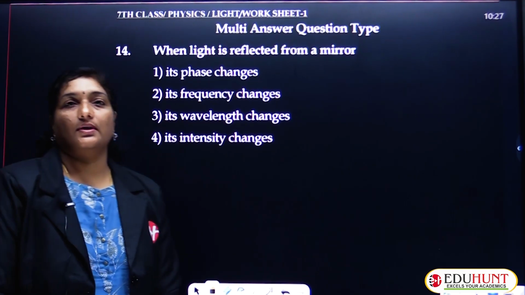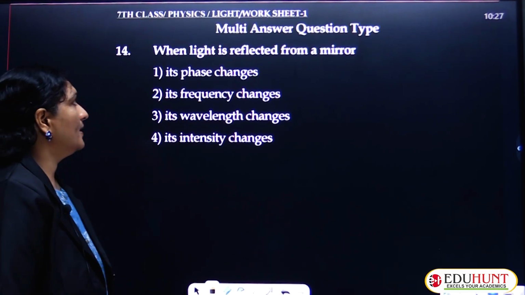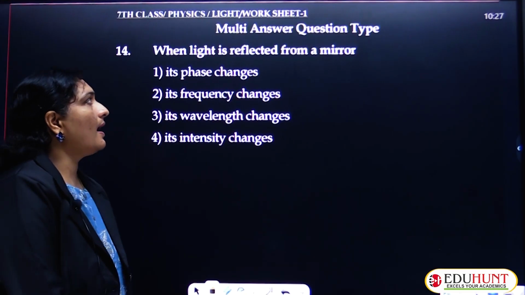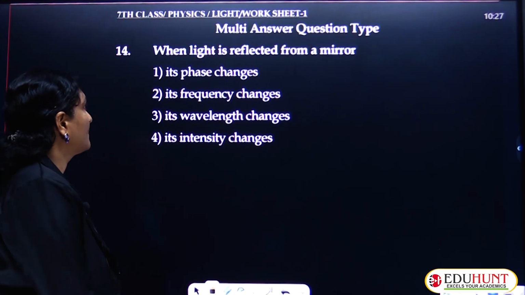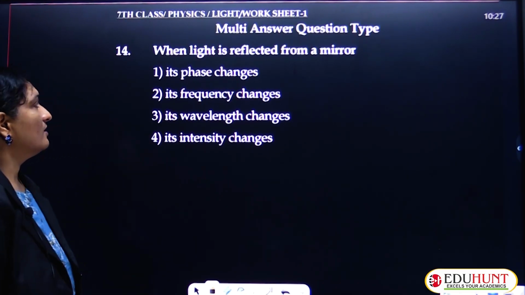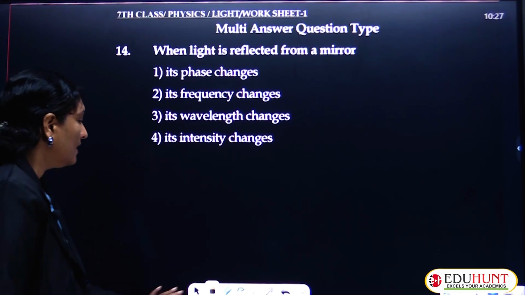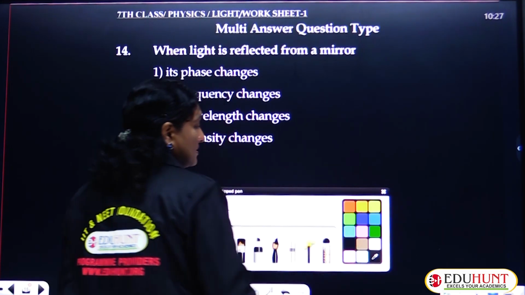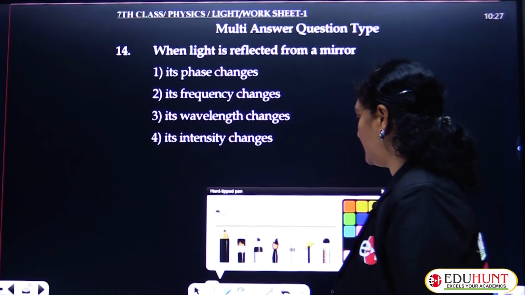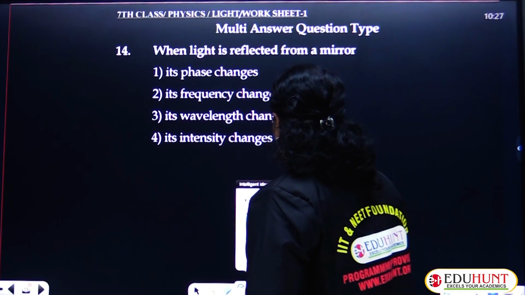So now let us move to the next part of the numericals, that is multiple answer question type. Moving to the 14th question, when light is reflected from a mirror. So whenever light is reflected from a mirror, let us suppose this as a mirror.